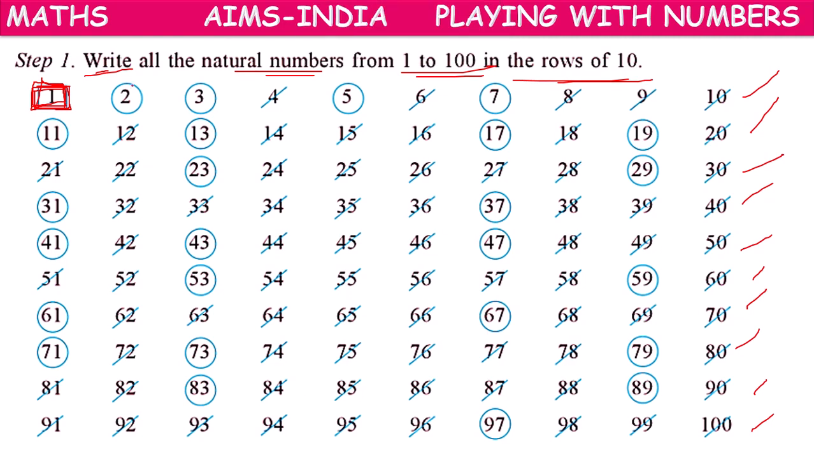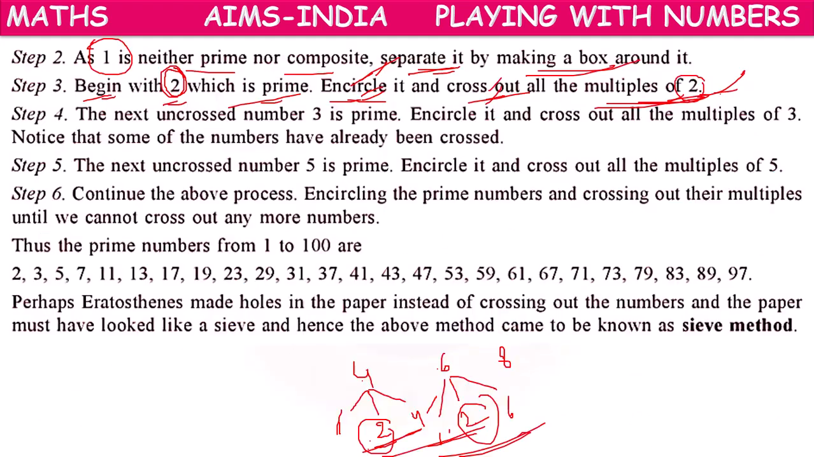So what he has done? He encircled 2. It's a prime number. 2 times 2 is 4, 2 times 3 is 6, 2 times 4 is 8, 2 times 5 is 10, and so on. Here we have to leave one, next one strike off. Leave one, next one strike off. Like that we have to strike off all.